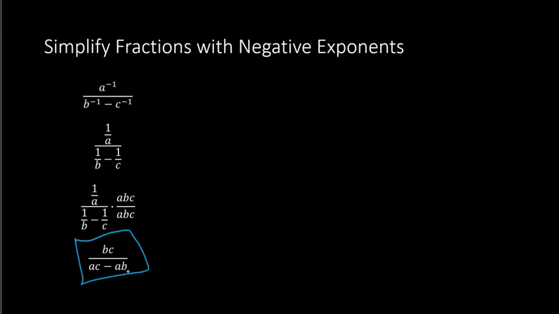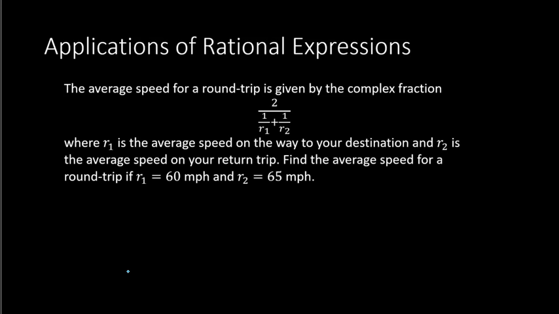Now to finish off, we want to discuss an application of rational expressions. And there's all sorts of different applications we can use for this, and you'll see a lot of those in the homework questions. But here's just one example where we are told that the average speed for a round trip is given by the complex fraction 2 over 1 over r1 plus 1 over r2, where r1 is the average speed on the way to your destination, and r2 is the average speed on your return trip. And we're trying to find the average speed for a round trip if r1 is 60 miles per hour and r2 is 65 miles per hour.